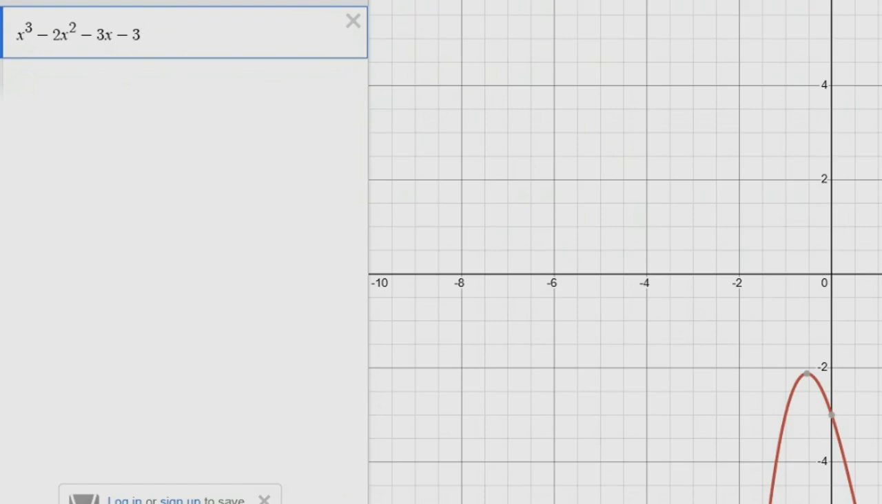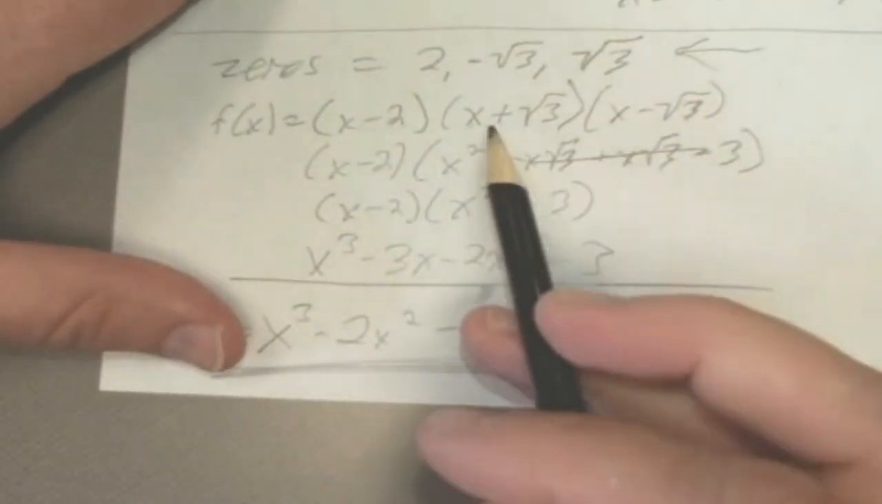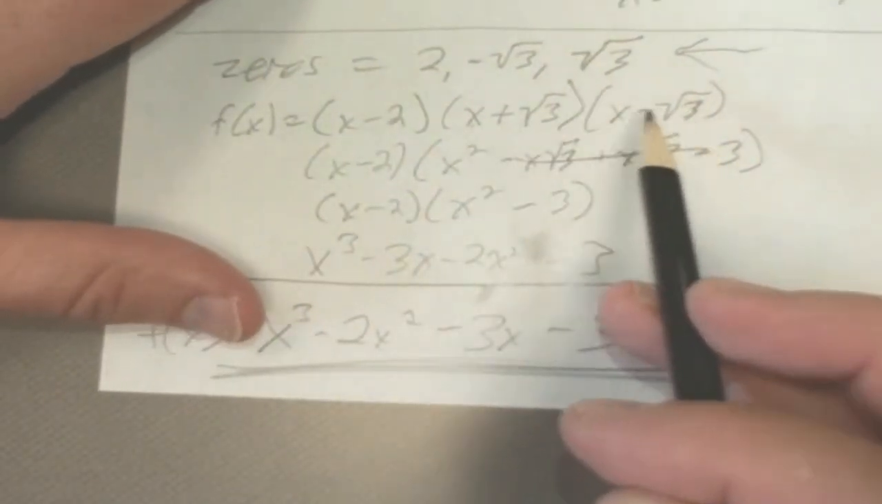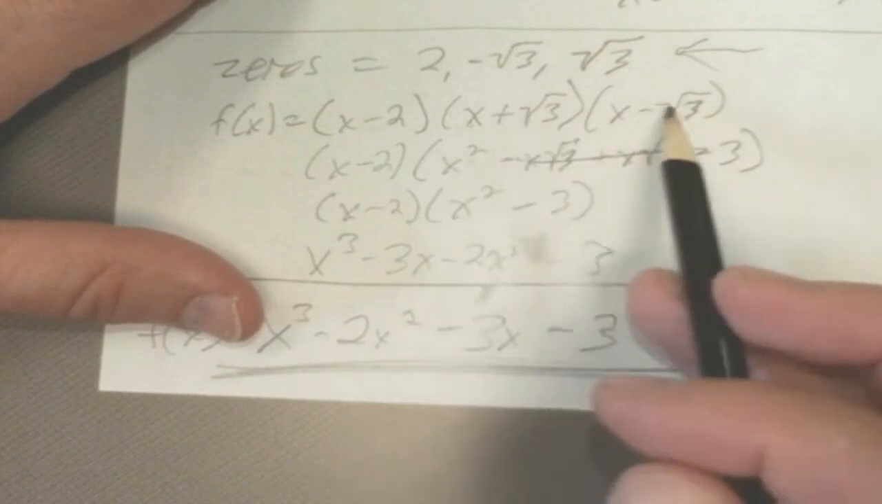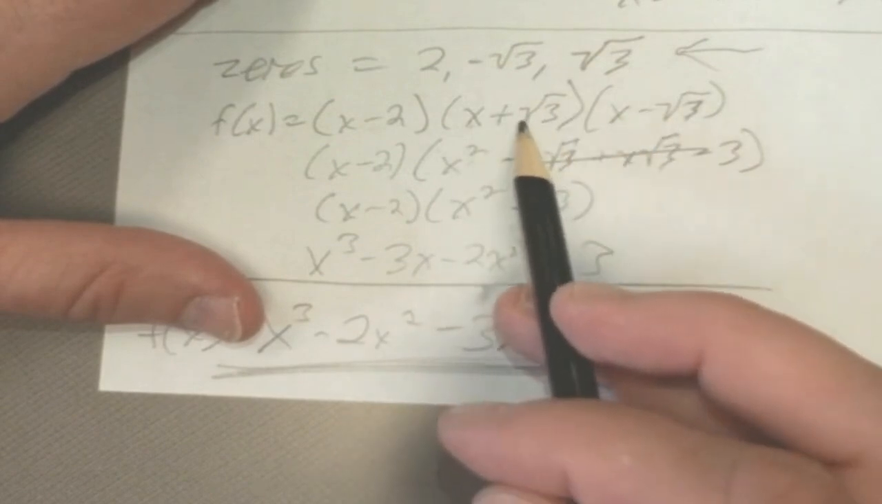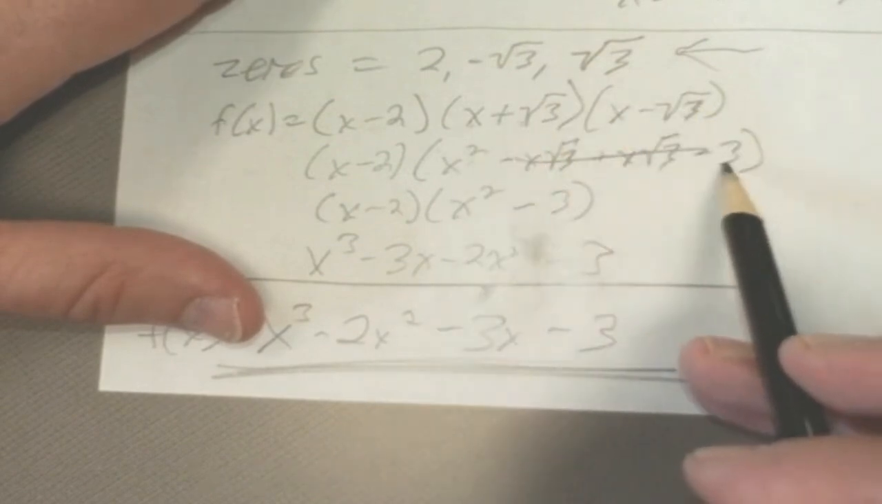Okay, this shows 1, 0. I have messed something up because it doesn't have the right zeros. All right, let's look at our math, because somewhere in there our math got off. x plus 3, x minus square root of 3, x squared. Those do cancel out. Plus square root of 3 times minus square root of 3 is minus 3.